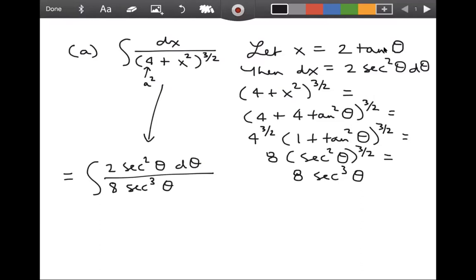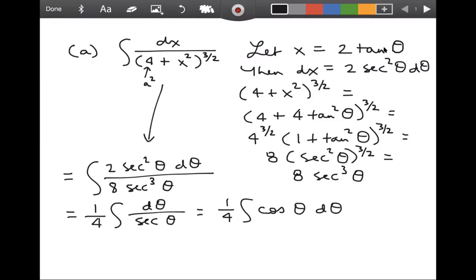All right, so now hopefully you see nice things about to happen. 2 over 8 is 1/4. Let's put that out front. And then secant squared theta over secant cubed theta is 1 over secant theta, which of course I would rather think of as cosine theta.